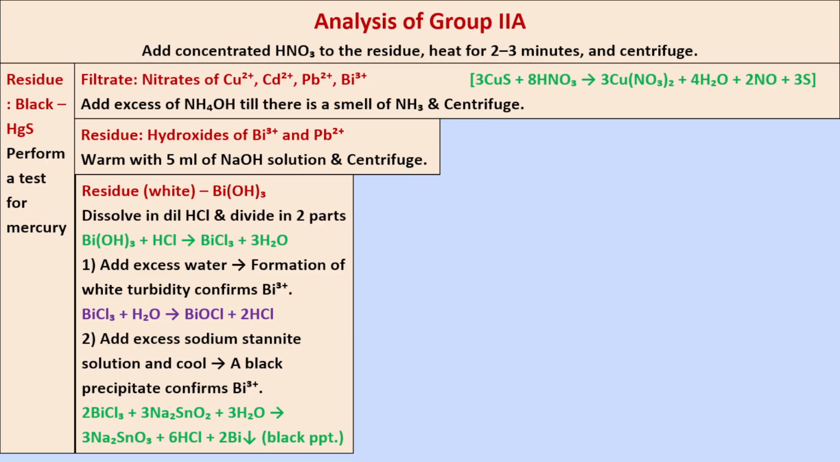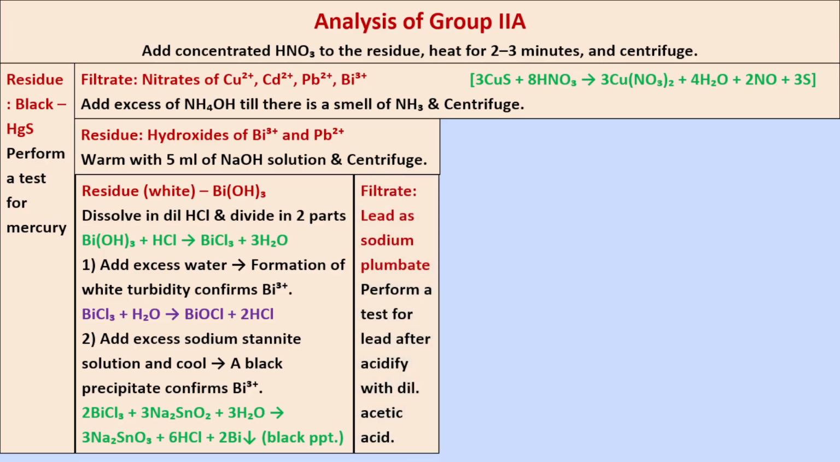This white residue is dissolved in dilute HCl, forming soluble bismuth chloride. The resulting solution is divided into two parts for confirmatory test. To the first part, excess water is added. The formation of white turbidity of bismuth oxychloride confirms bismuth ion. To the second part, excess sodium stannate solution is added and the mixture is cooled. The appearance of black precipitate indicates the formation of elemental bismuth, confirming the presence of bismuth ion.